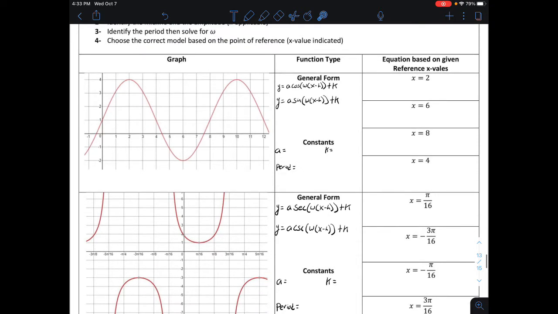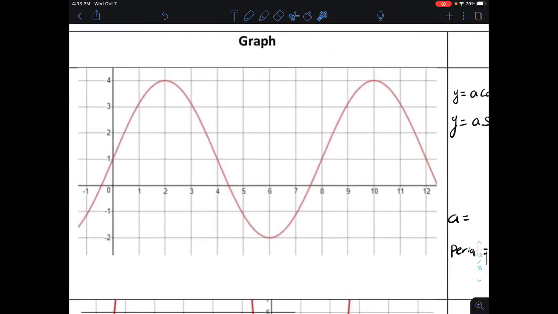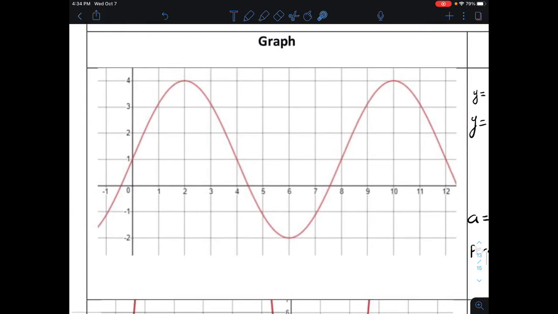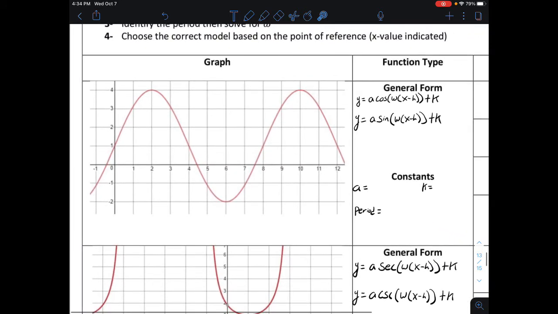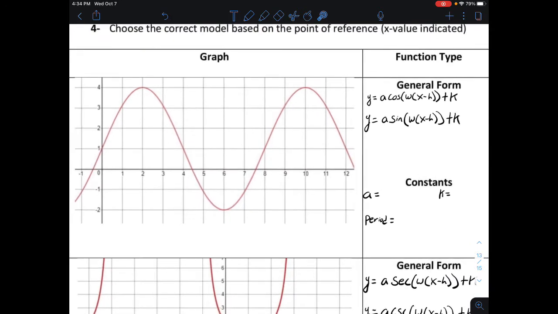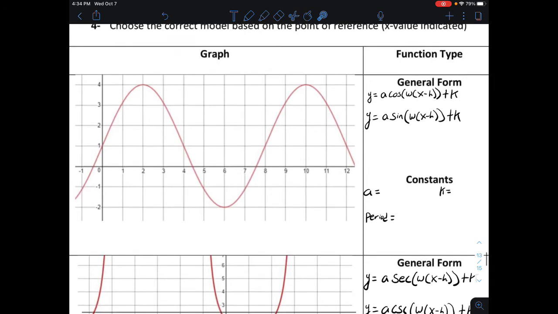And we're going to look here at our first graph on the top left-hand side. Now, if I'm looking at a wave that oscillates between two fixed y values, up and down like this, and it has no breaks in it, this is going to be the graph of some kind of sine or cosine wave. And so we'll start by writing the general form of a sine or a cosine wave, which I have over here on the right-hand side of the screen.